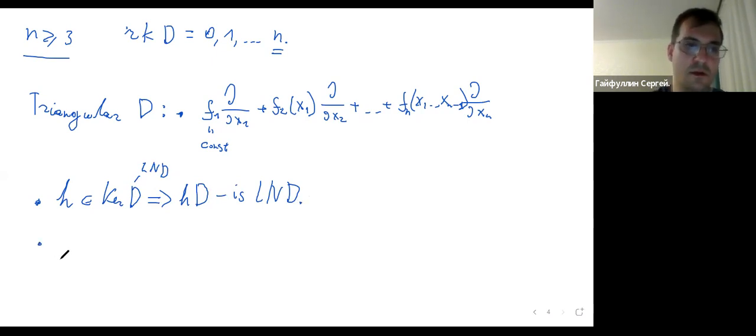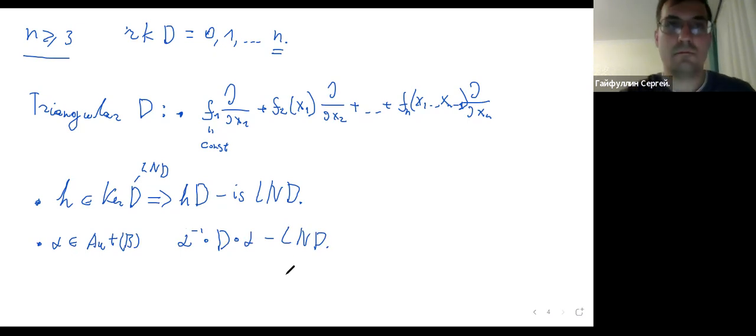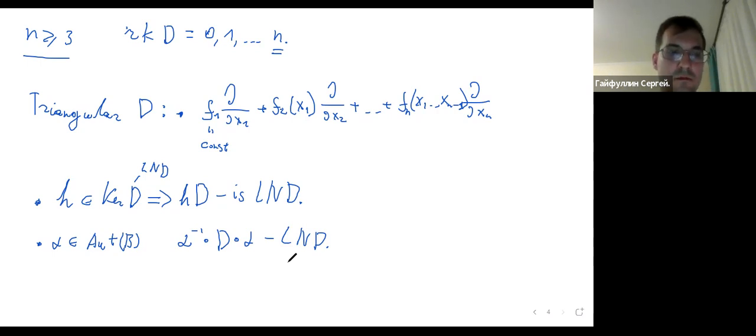The last one is just conjugation by an automorphism, and this is equivalent to changing of coordinates. If I have an automorphism of our polynomial ring, then I can consider the conjugation of a locally nilpotent derivation by this automorphism, and this is also a locally nilpotent derivation. These are all the possibilities for constructing LNDs in a naive way. But by applying these constructions, you can't obtain an LND of rank n.